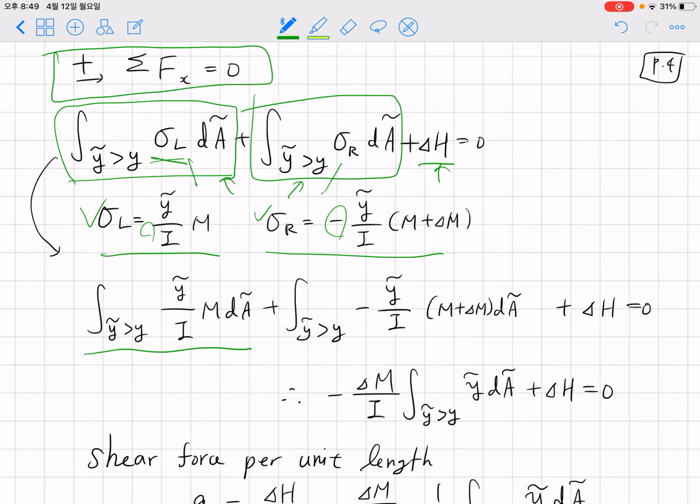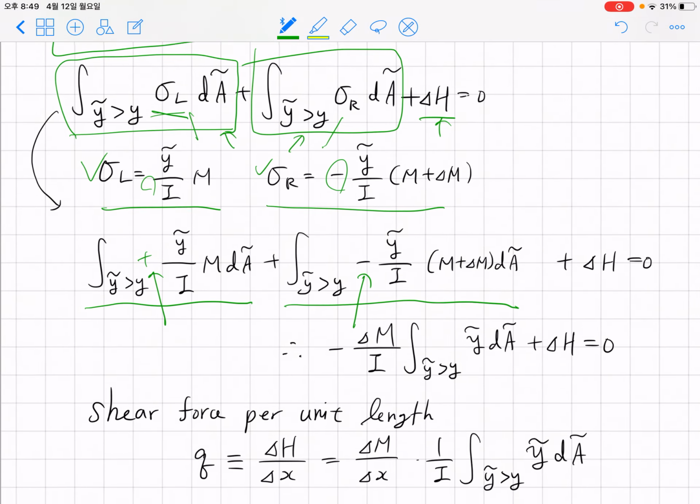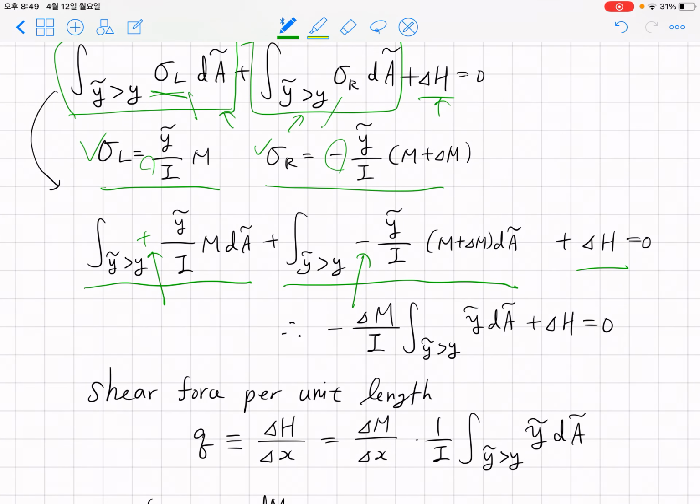So for the left side and for the right side, be careful about the positive sign here, and be careful about the negative sign here. And you have delta H, which is the bottom surface shear force, and they have to be summed up to be 0. Now what you can realize is you have M here and you have M here, so the contribution of M will cancel out each other. So what you're going to be left with is the negative y tilde delta M contribution.